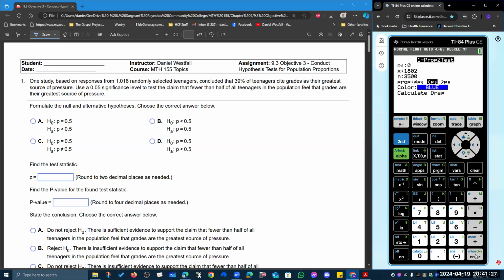One study based on responses from 1,016 individuals concluded that 39% of teenagers cite grades as their greatest source of pressure. So this is 39% of the 1016. And we can't have a decimal value there, so they have to mean that it was 396 and they rounded.